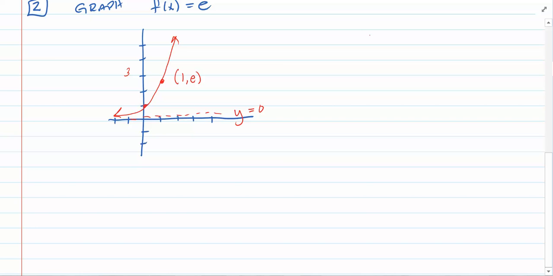So what would the domain be for my f of x equals e to the x? What would the domain be? All x values. What could I put? Yeah, you got it, Bobby. Nice job. All real numbers x. What about my range? Greater than 0. Yeah, you got it. So I have my domain, and I've got my range for this.